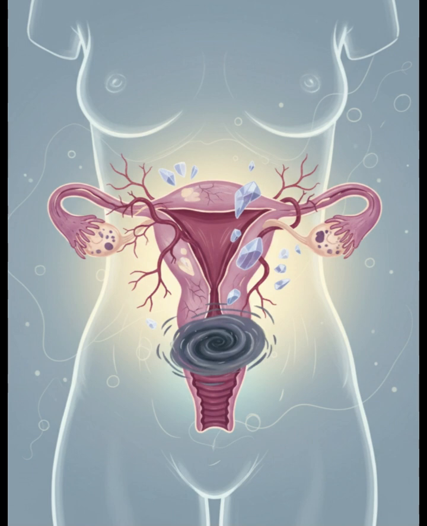So what are the primary management options for AUB, assuming cancer is ruled out or depending on the cause? Well, treatment really depends heavily on the underlying cause, the severity, and the patient's reproductive goals. Options can range from hormone therapy, maybe using progesterone or combined contraceptives to regulate the cycle and control bleeding, to surgical interventions. A common procedure is dilation and curettage, or D&C.